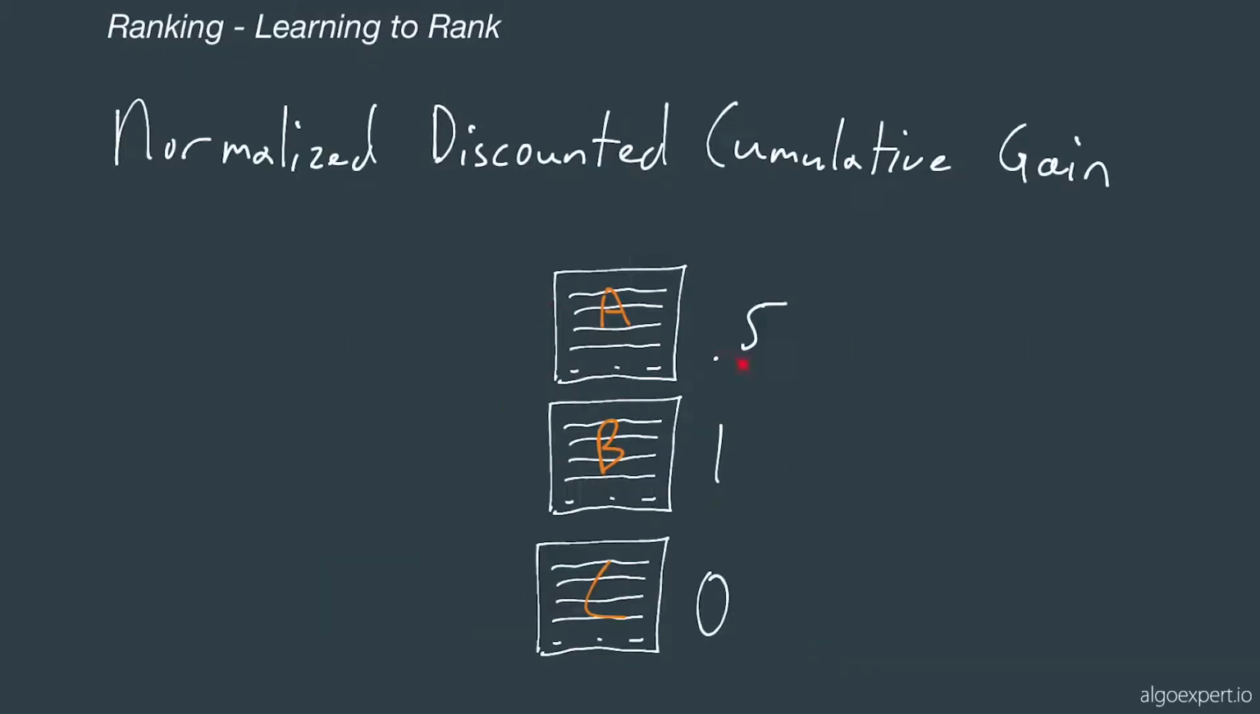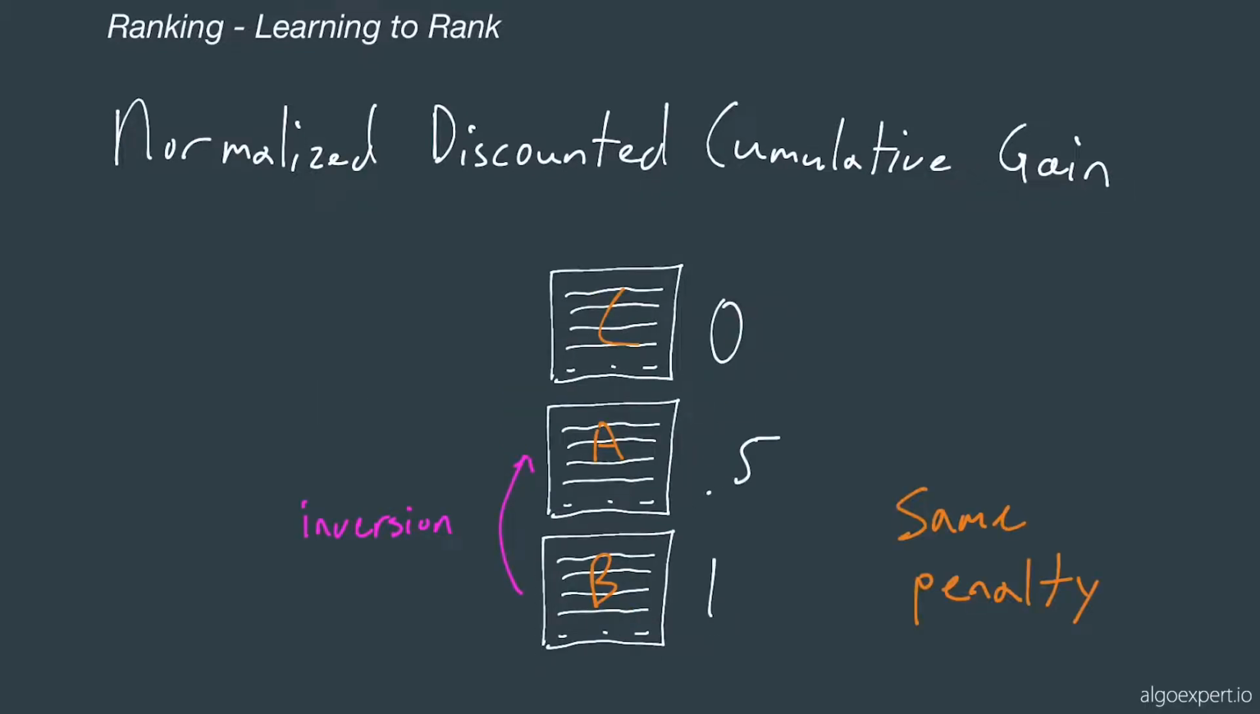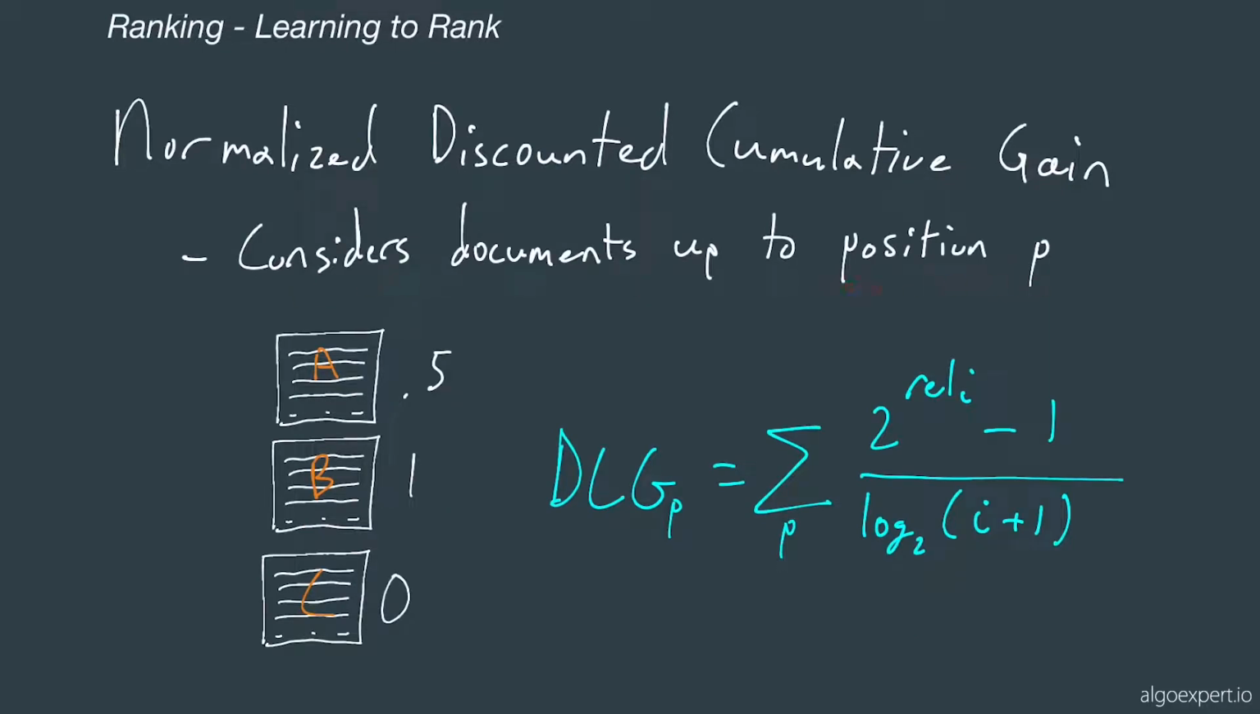So here we have our documents, and here are the probabilities or relevances of each document. Remember, 1 means they clicked it, 0 means they didn't, and 0.5 means the document was below the clicked documents, so we don't know if they saw it or not. Here, if we just use the number of inversions, we would count 1 inversion here. This would give us the optimal ranking, so the model would be penalized by 1. However, here, let's say that this document A and B were actually just 1 down and C was on top. The problem is that the same penalty would be incurred for an inversion down here versus if it was up higher. So NDCG, or normalized discounted cumulative gain, considers documents up to some position P.